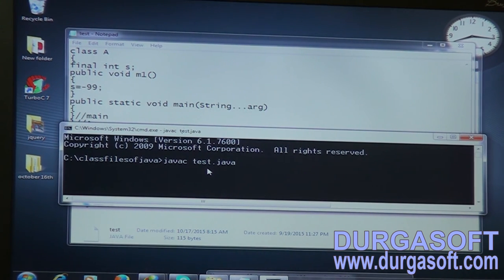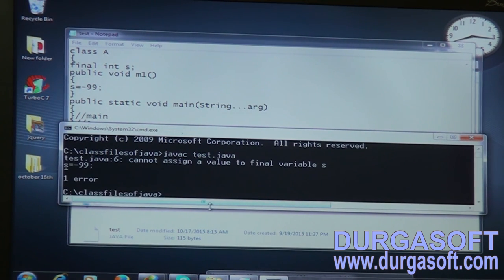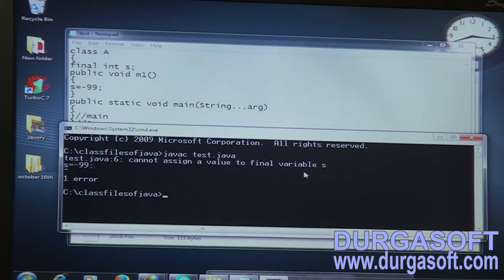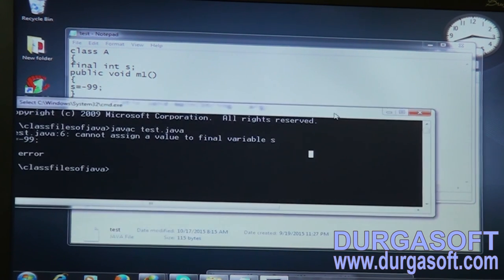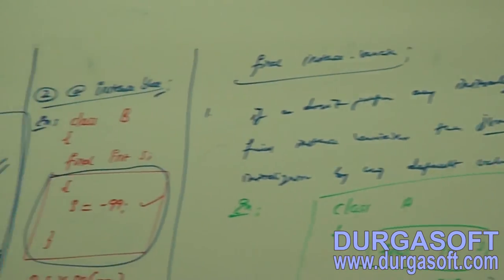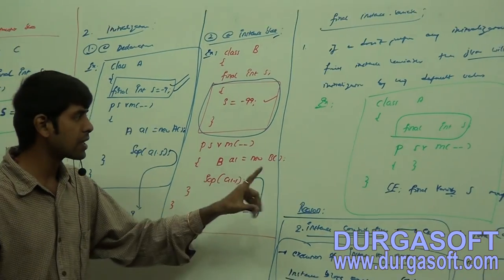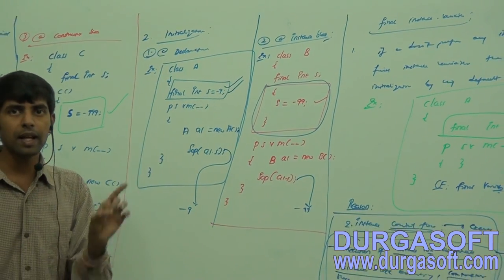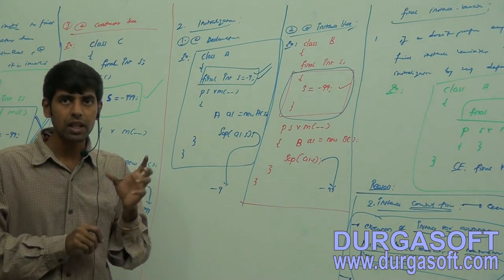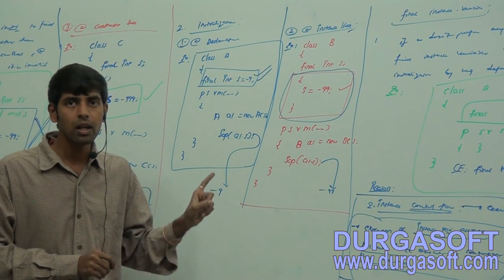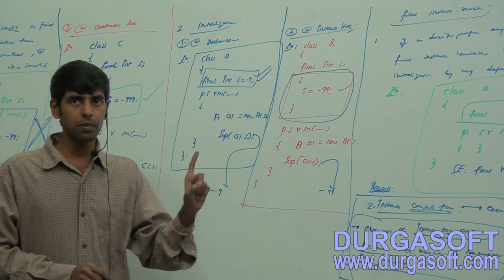Observe here: cannot assign value to final variable. Sometimes the error messages will be in this way; you have to understand that with maturity. This is our final instance variable. Try to understand and know the reason behind each and every work, so that the subject will be very simple to us.